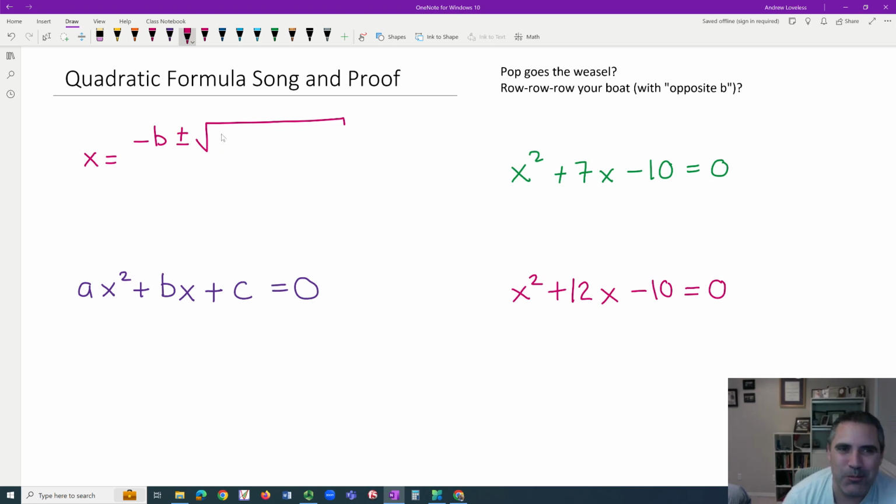Negative b plus or minus square root b squared minus 4ac all over 2a.